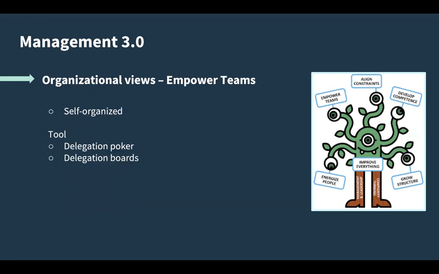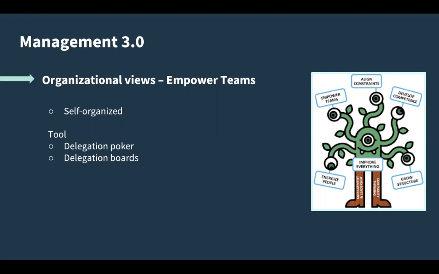Moving on to the next one. So the next organizational view is empower teams. Teams can self-organize, but this requires empowerment, authorization, and trust from management, which means that we need to have the tools, we need to have the support from the upper management, and of course, it needs to be trusted.